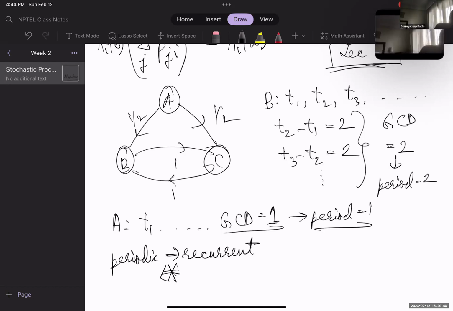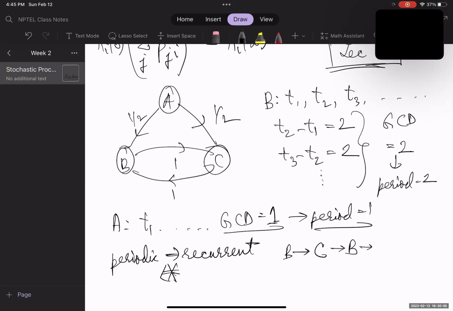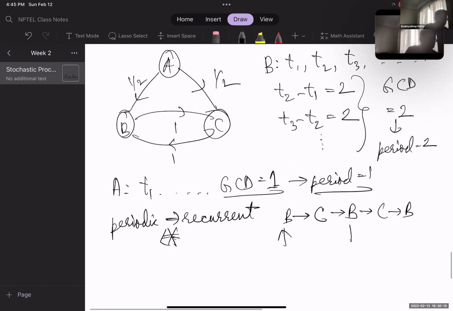So let's say you start at B. Just observe the transitions here. From B, you are guaranteed to move to C, right? With probability 1. From C, you are guaranteed to move back to B. Just see the transitions, right? From B, you'll go to C. From C, you'll come back to B. So you'll keep on cycling between B and C and B and C. So if you start at B, you'll come back to B after 2 intervals. So this is T1, this is T2, this is T3. Does it make sense? It's always 2, right?